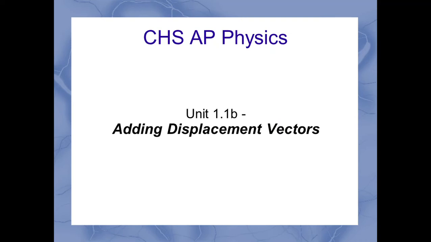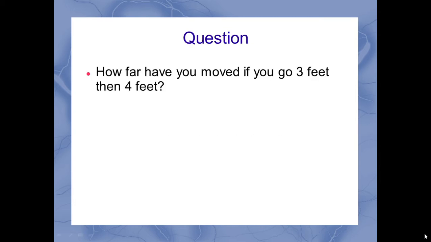So as we go into the second of these videos, it's the idea of adding displacement vectors. You can go back to video 1.1a and look at what displacement is, but here we'll look at what happens when you add displacement vectors. So the first question is, if you move 3 feet then 4 feet, how far have you moved? It's pretty simple. You've gone 7 feet because I haven't really asked you about how far away you've traveled from any given spot. It's just how far have you moved.